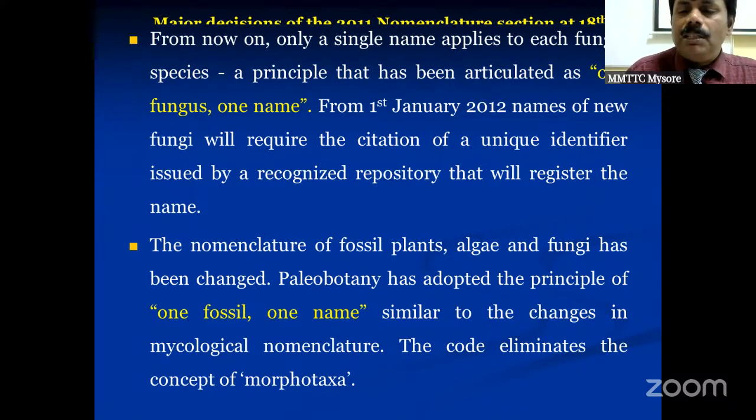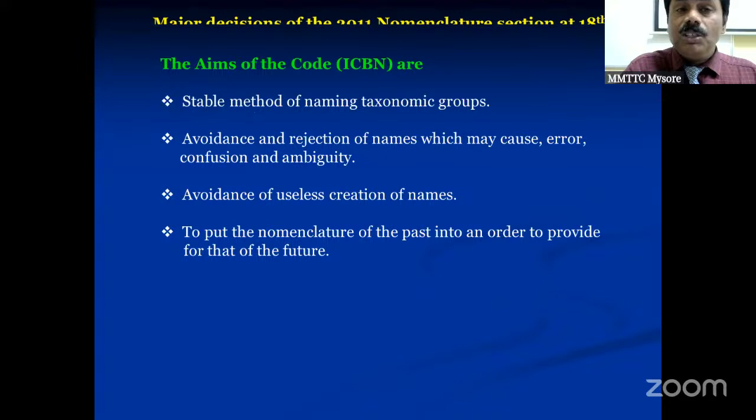Paleobotany has adopted the principle of one fossil, one name, because of morphotaxa. Earlier the paleobotanists used to get one organ and call it a binomial. Now there is no more such calling; only one name, similar to the changes made for the fungi, mycological nomenclature. The code eliminates the concept of morphotaxa. So henceforth, the aims of the code are a stable method of naming of taxonomic groups, avoidance and rejection of names which may cause error, confusion and ambiguity, avoidance of useless creation of names, and to put the nomenclature in order for the future.